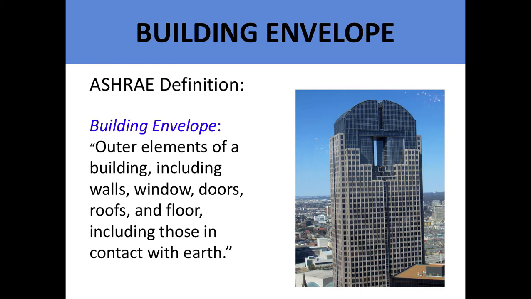Now, ASHRAE defines the building envelope as outer elements of a building, including walls, windows, doors, roofs, and floor, including those in contact with the earth. In other words, in a slab house or in a basement, the concrete slab that separates the basement or first floor from the dirt, that is part of your building envelope because there is a temperature difference across it.